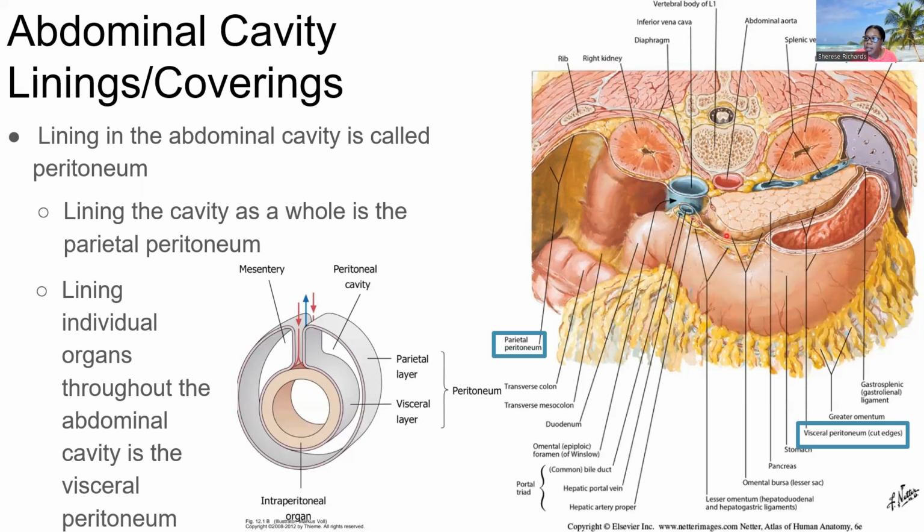They're going to be actually outside of the peritoneum. But the stomach, the pancreas, the spleen, as we can see, these are going to be intraperitoneal organs. These are going to be covered on all sides by the peritoneal layer. Okay, and we can see that visceral peritoneum, which is covering these organs.